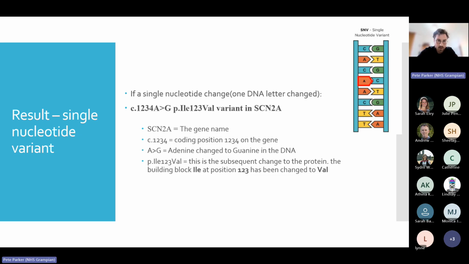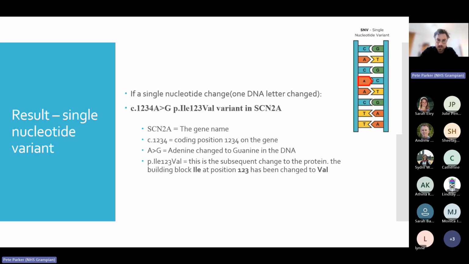So the C.1234 refers to the coding position on the gene. And I've just made this up so as not to provide any single person's genetic results. So the C.1234 would be the 1234th letter in the DNA in that gene. And the A to G means that what would have normally been an A has been changed to a G. So this is like in Lindsay's example here.